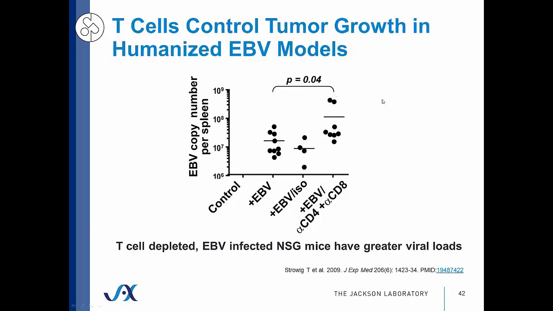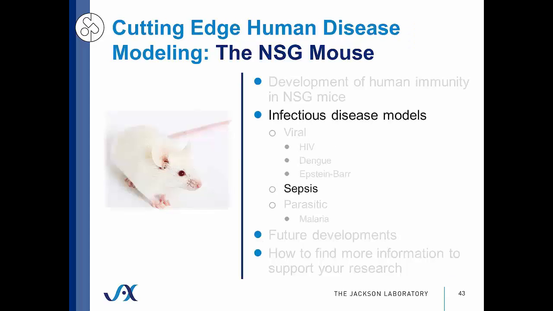So together, the data from this study really elegantly demonstrate that humanized NSGs can be used to not only recapitulate human pathology associated with EBV, but you can also measure and study immune responses to EBV infection. And ultimately, you can use it as a preclinical model for studying EBV. So now that we've gone through some viral pathogens, let's go through an example of a bacterial sepsis model.